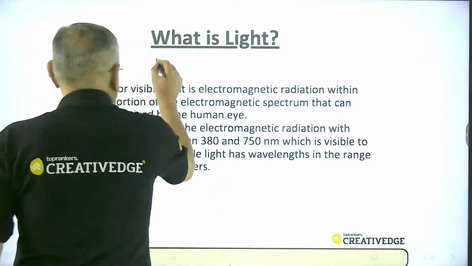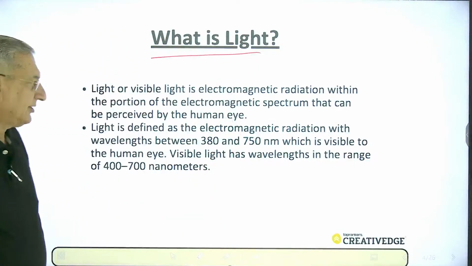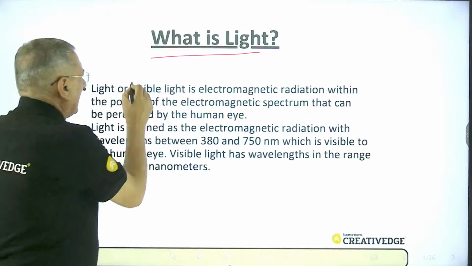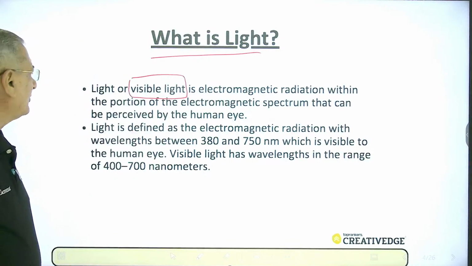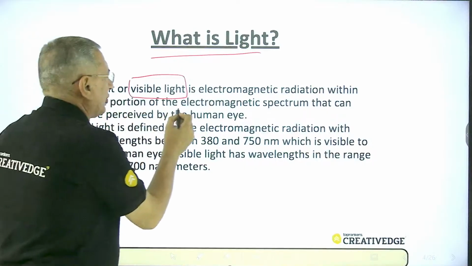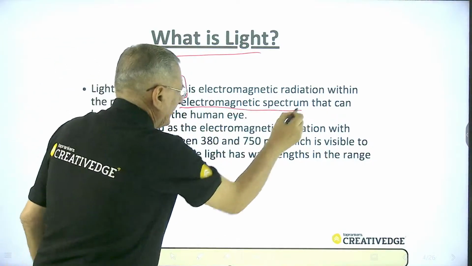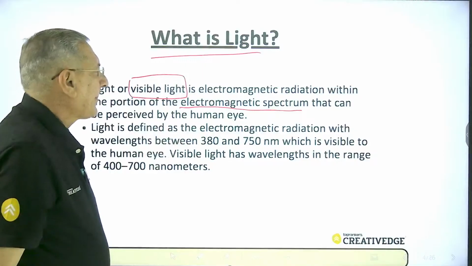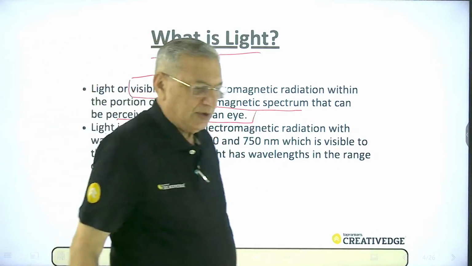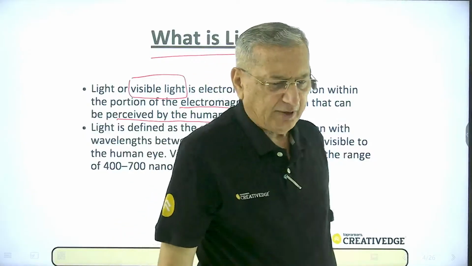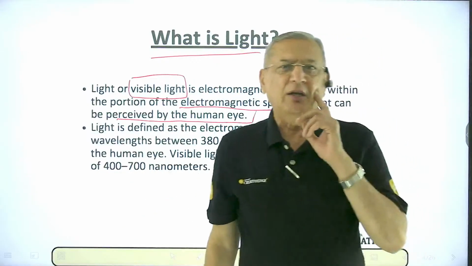And what is light? Light, or visible light, is electromagnetic radiation within the portion of the electromagnetic spectrum, that's what we saw, that can be perceived by the human eye. All these electromagnetic waves cannot be perceived by human eyes.